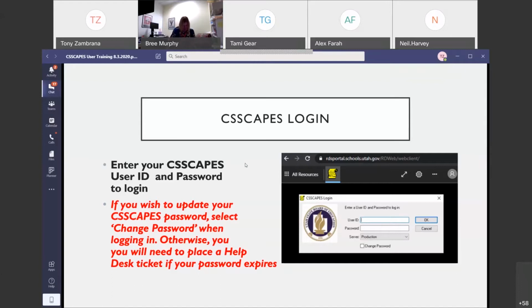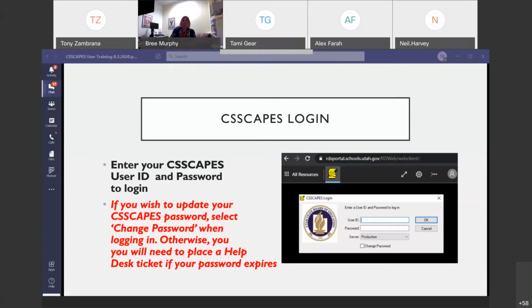So just remember, I think there's a 90-day password limit. So every quarter, at least try to change your password before you have to ask for help from the help desk.